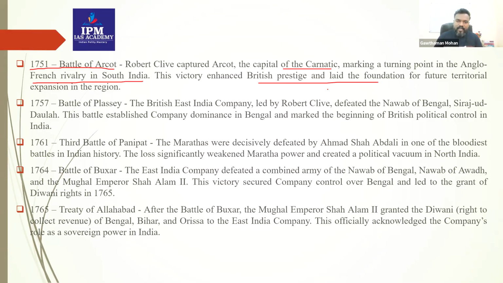So they were not only rivals in India, they were rivals in Europe also, because both are colonial powers. So they wanted to establish their territory. So this is what happened in India. They had their own vested interests, and it conflicted, and the Battle of Arcot happened. Robert Clive was victorious in that.